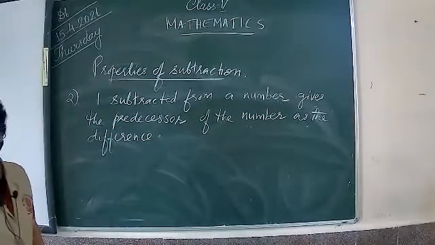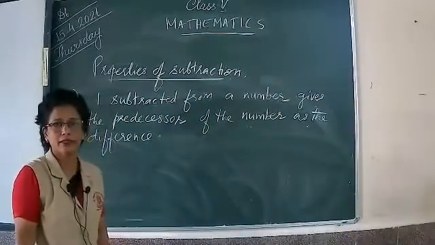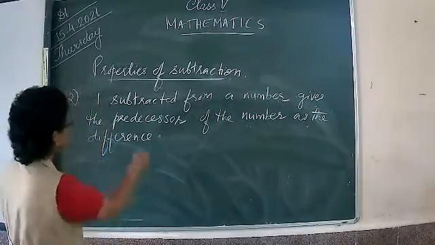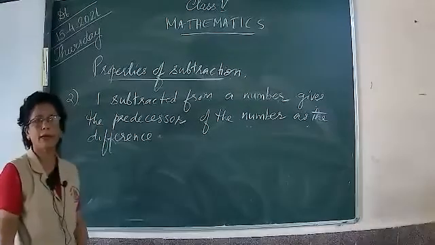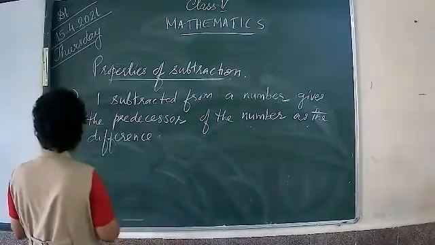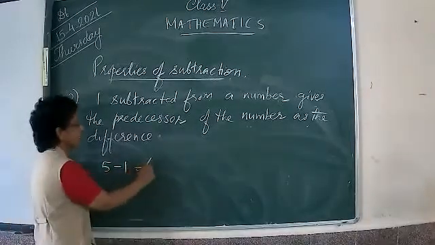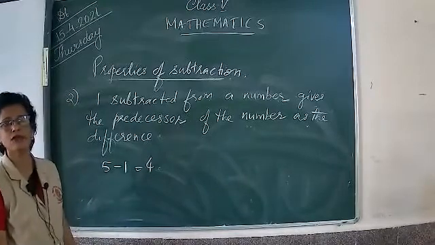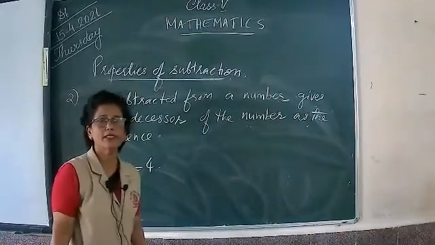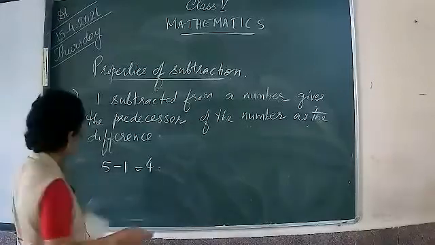What is the meaning of that? Predecessor means the number that comes just before that number. Understood? You have learned that in the previous classes. That means according to this, when you subtract 1 from a number, the difference is the predecessor of that given number. For example, 5 minus 1. When you subtract 1 from 5, what is the answer? 4. 4 is the predecessor of 5. You know that 4 comes just before 5. So without doing any subtraction, easily you can write the difference is 4.